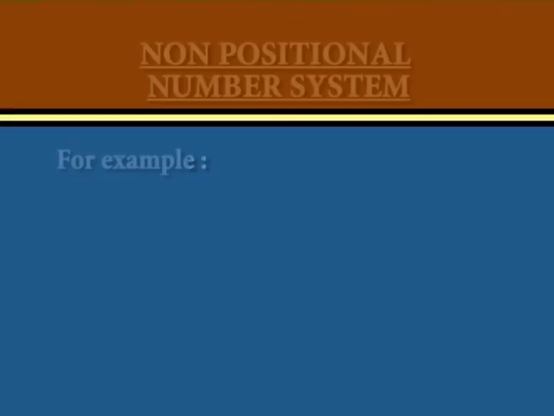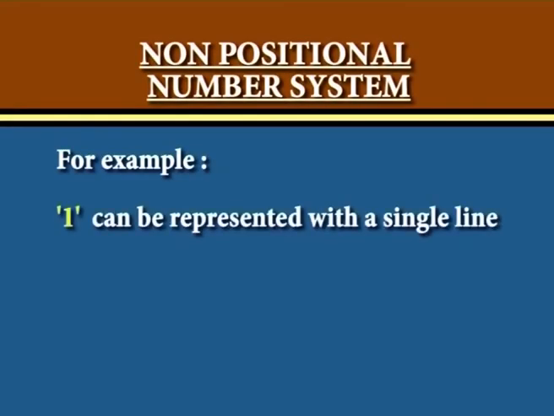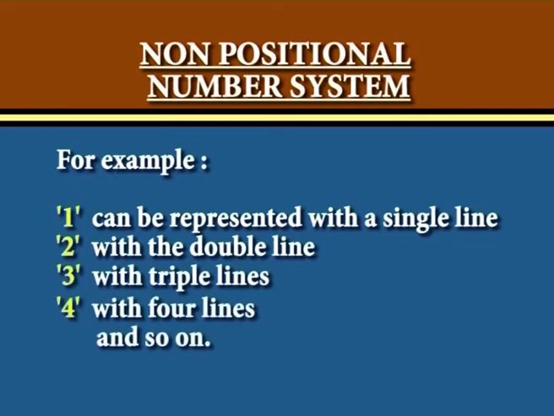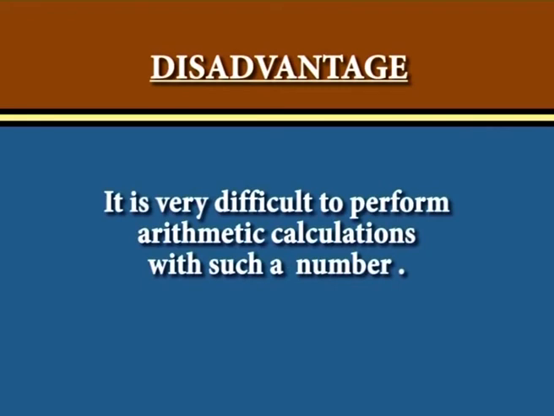In this number system, we use symbols to indicate the value. Each symbol represents the same value regardless of its position in a number, and to find the value of a number, one has to count the number of symbols present in the number. For example, value 1 can be represented with a single line, 2 with a double line, 3 with triple lines, 4 with 4 lines, and so on. The disadvantage of using a non-positional number system is that it is very difficult to perform arithmetic calculation with such a number. In response to this, positional number systems were developed.